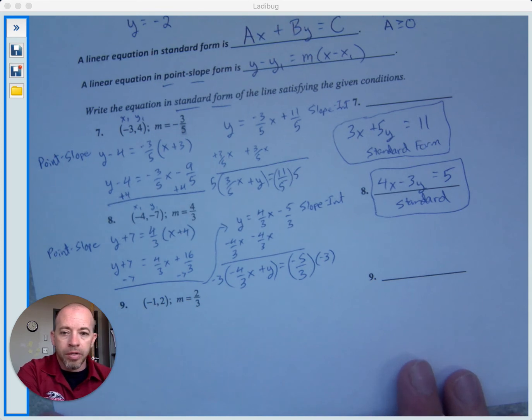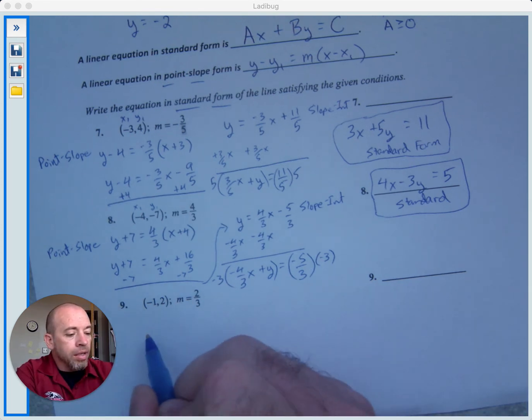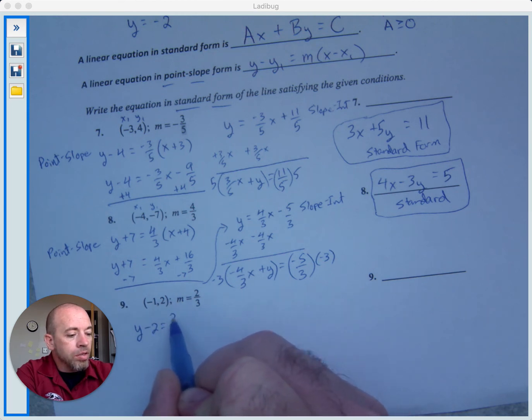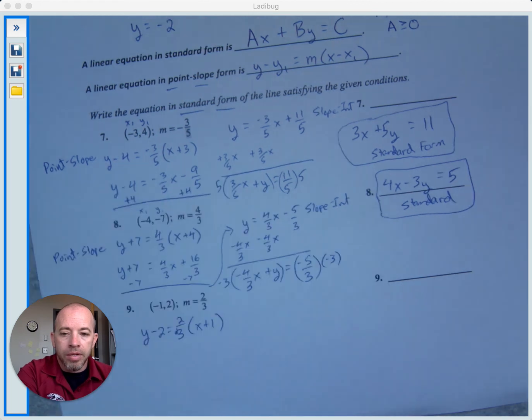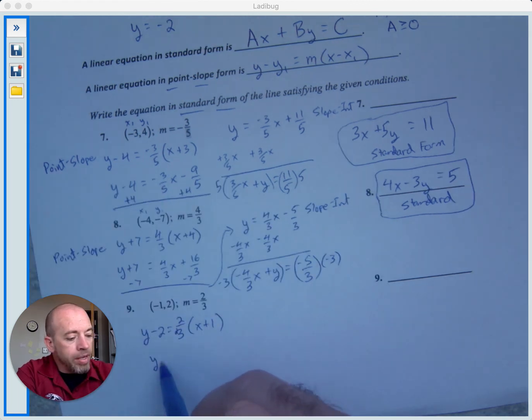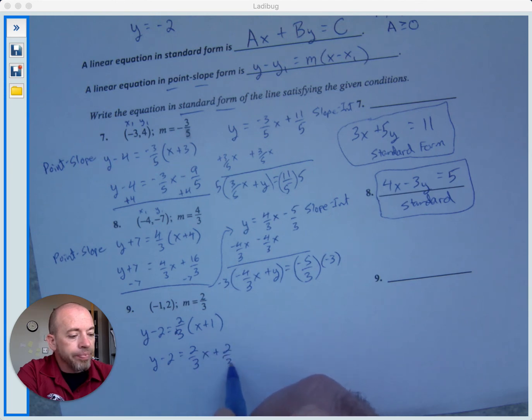I'm going to go through this one kind of quickly. So point-slope: y minus 2 equals 2/3 times the quantity x minus -1, which is x plus 1. I'm going to distribute the 2/3, so I have y minus 2 equals 2/3 x plus 2/3.